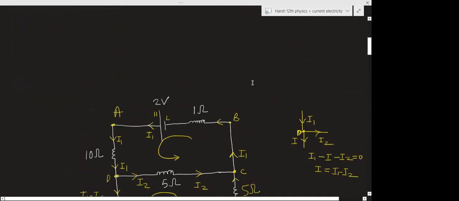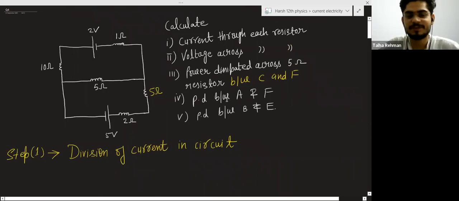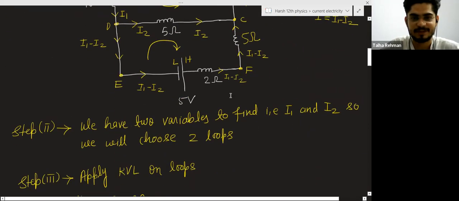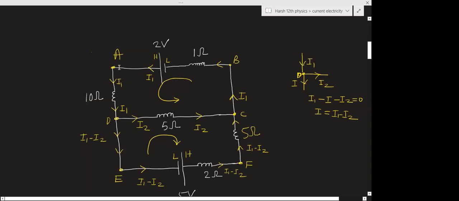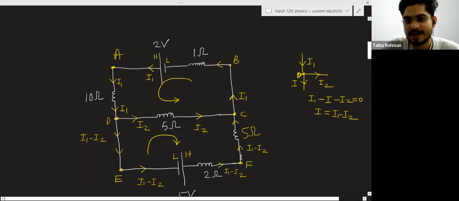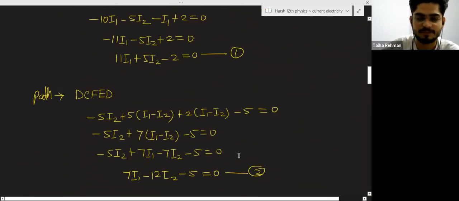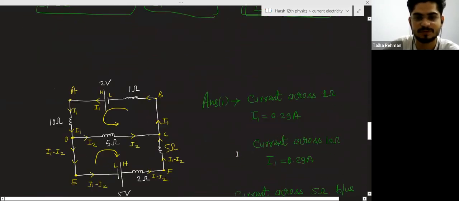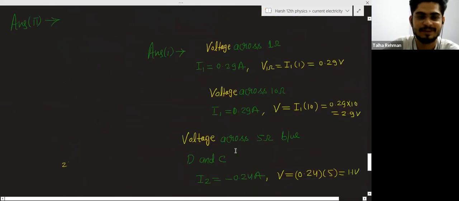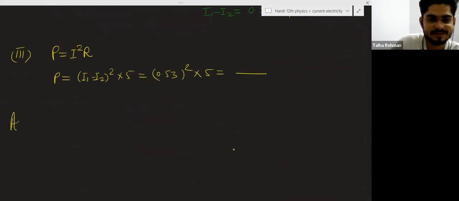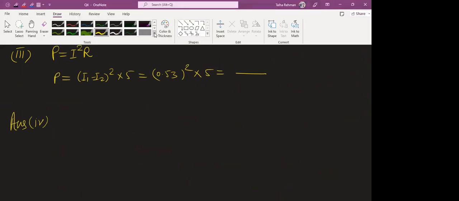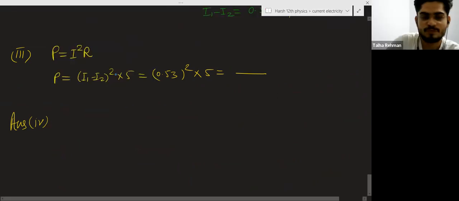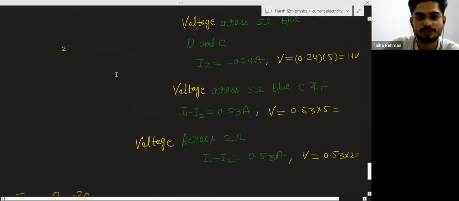Now the fourth one: potential difference across A and F. A and F is this. Now we have to move across A and F. Okay, answer number 4, a very lengthy question. We have just finished the answer for the fourth.